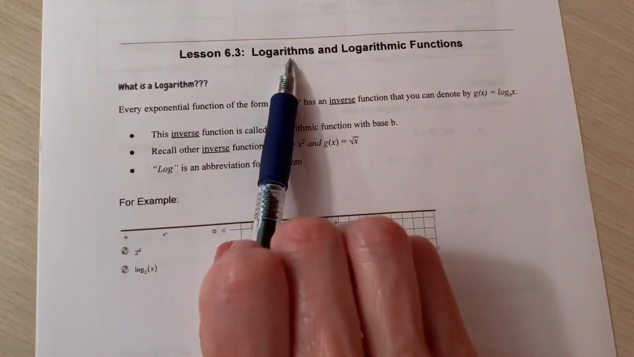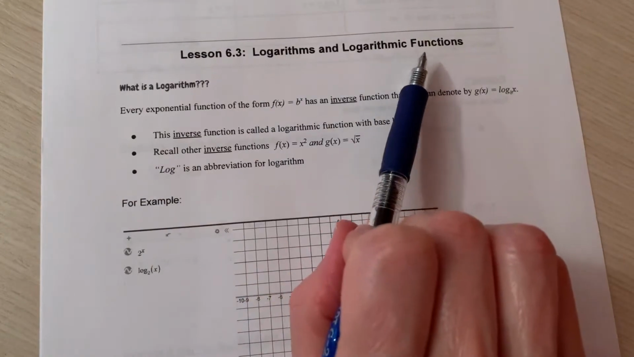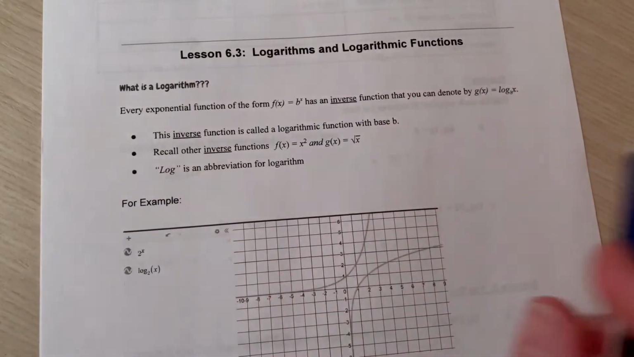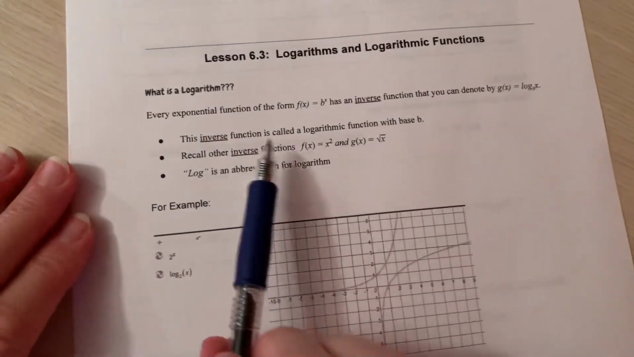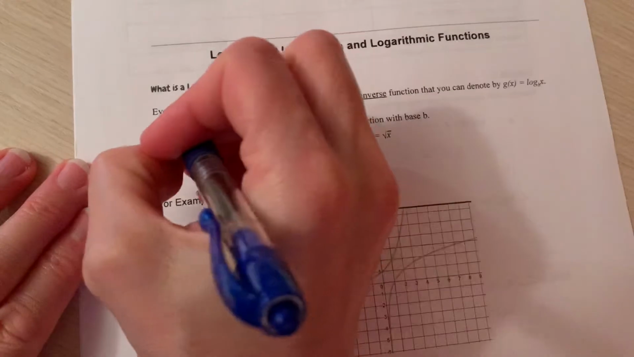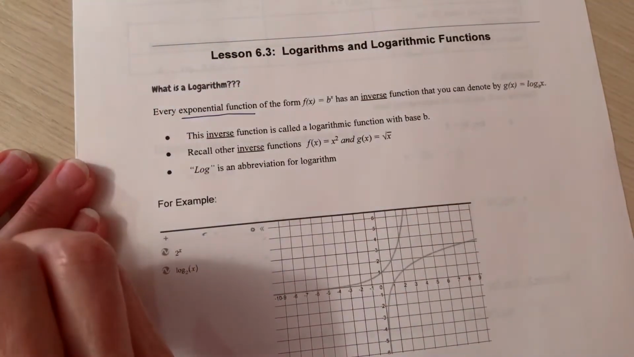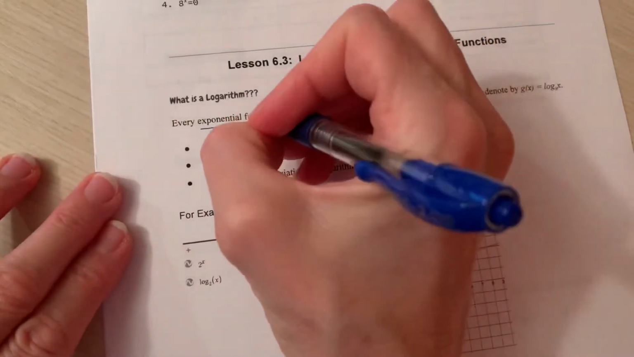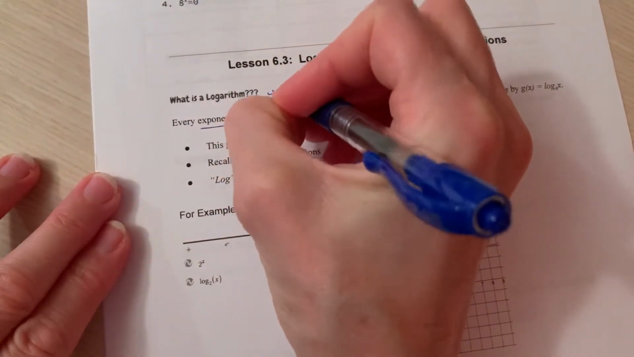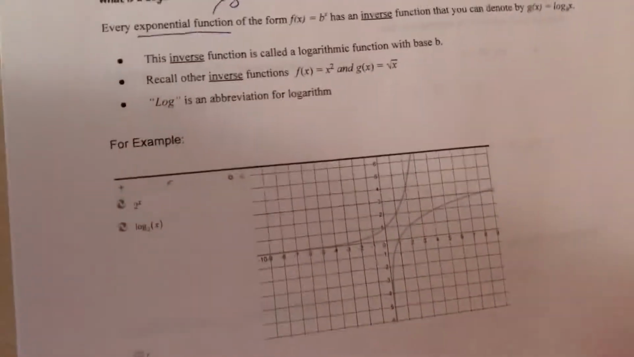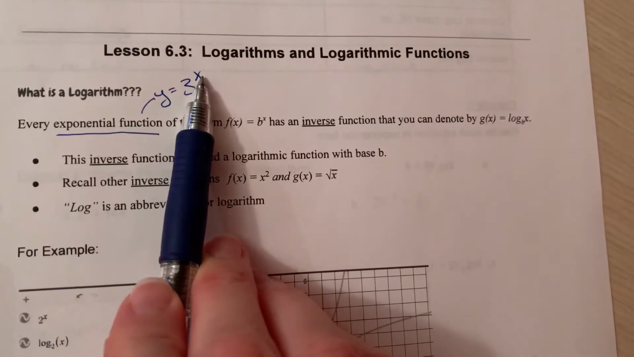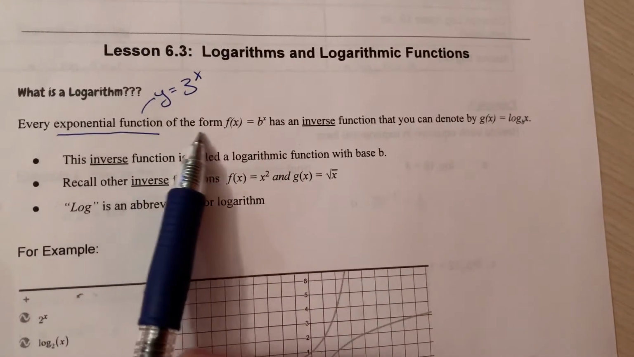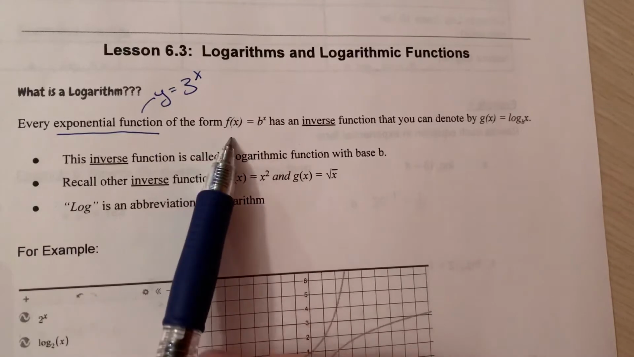So 6.3 is logarithms and logarithmic functions, which is probably something that you have not heard before. So that's why it starts out with, what is a logarithm? So it says every exponential function. Exponential functions are what we've been talking about in 6.1 and 6.2, right? This is an exponential function where your variable was an exponent. So this is what we've been looking at.